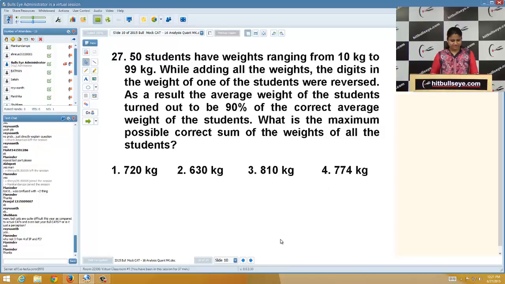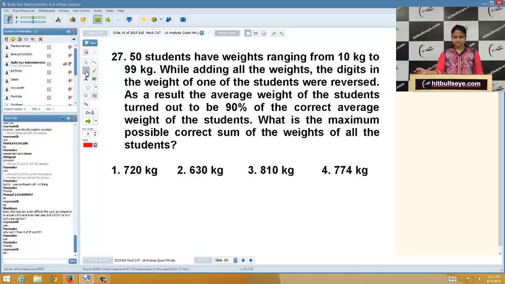Question number 27. Most welcome, Maninder. Question number 27. I'll say that was an easy question. You could go by options, you could make an equation. Yes, 50 students have weights ranging from 10 kg to 99 kg. While adding all the weights, the digits in the weight of one of the students were reversed. As a result, the average weight of the students turned out to be 90% of the correct average weight of the students. So let us take the original average as W and the new average will be 0.9 W.